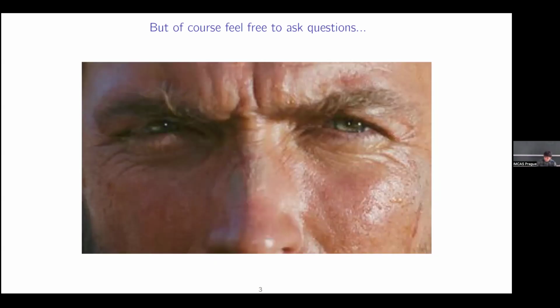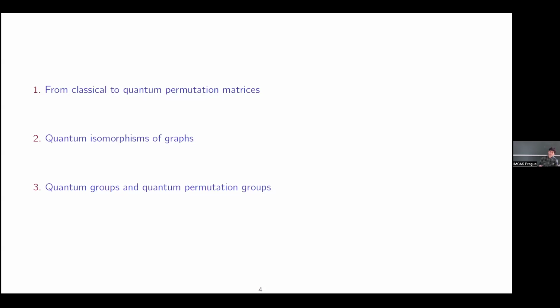Okay, so let's start. My seminar is divided in 3 parts. I will start talking a little bit about classical permutation matrices and quantum permutation matrices, just giving you some of the basic definitions that we need. Then I will move to another interesting topic, which is quantum isomorphism of graphs, linked to the definition of quantum permutation matrices that I'm going to give. And finally, I will very briefly tell some rudiments about how quantum permutation matrices and quantum permutation groups are connected to the realm of quantum groups that many people here in the audience are interested in too.